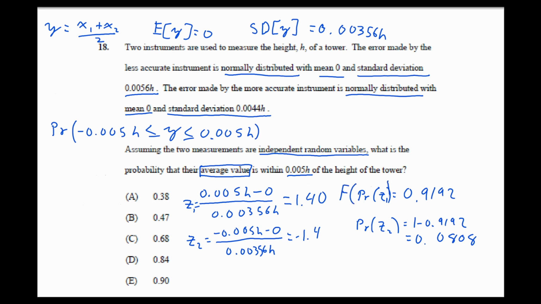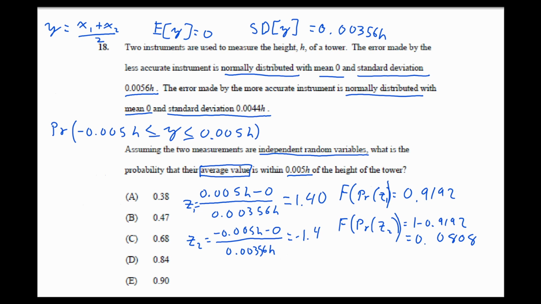I think it would be better to denote these as cumulative functions, so we're just going to call these F of these, to denote that these are cumulative functions instead of probability density functions. So don't think of these as PDFs, think of these as CDFs.